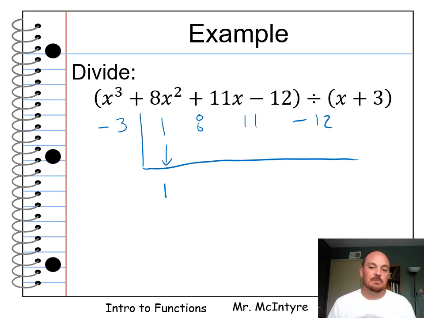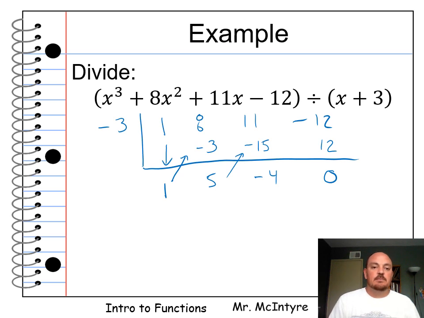You're adding, but it's 1 plus nothing equals 1. And then remember, every time I want to jump back up, I'm multiplying. So it's negative 3 times 1 equals negative 3. And then I add. 8 plus negative 3 is 5. And then I multiply again. Negative 3 times 5 is negative 15. And then I add. 11 minus 15 is negative 4. And then I have negative 3 times negative 4 is positive 12. And I add negative 12 plus 12 is 0.